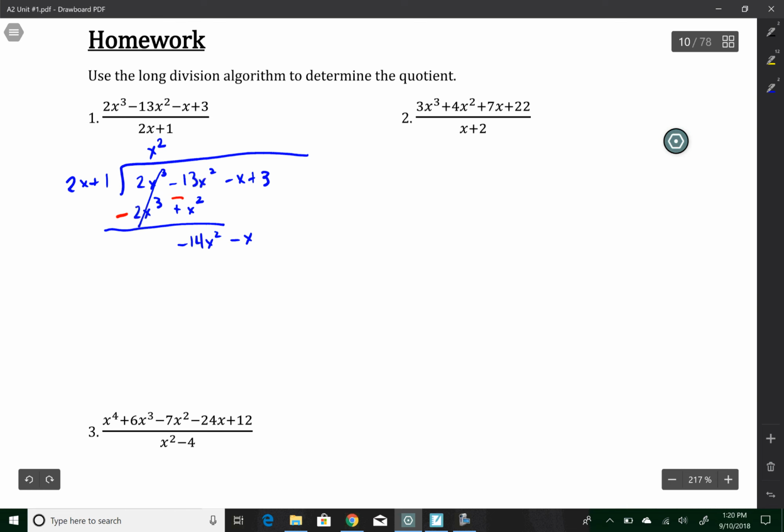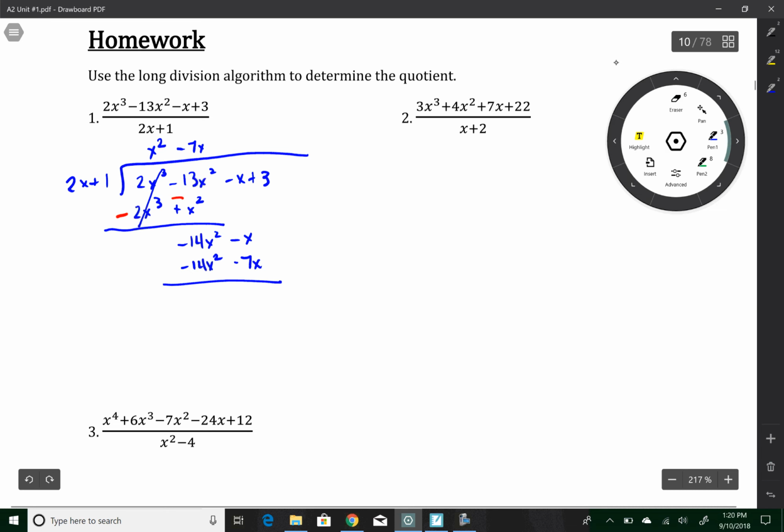So now our goal is to try and get rid of negative 14x squared. So what do I multiply by 2x to get rid of that? Would be minus 7x. That gives me the negative 14x squared, which I wanted, and minus 7x. Again, remember here you're subtracting. So since we're subtracting, this becomes a plus, and this becomes a plus. And once we've done that, these cancel. Negative x plus 7 is 6x.